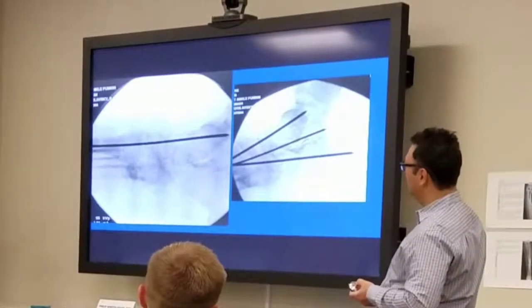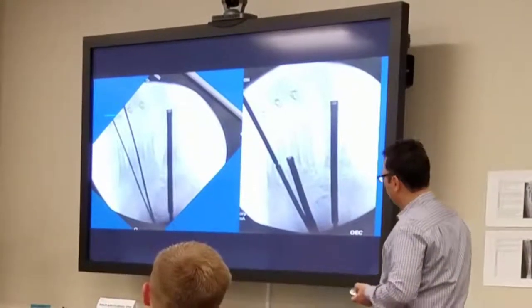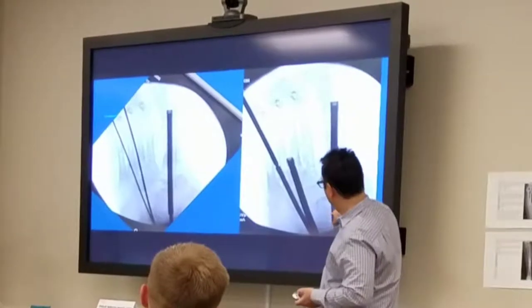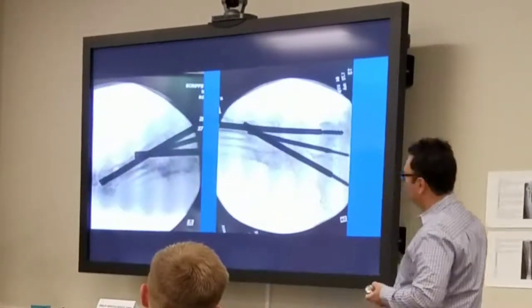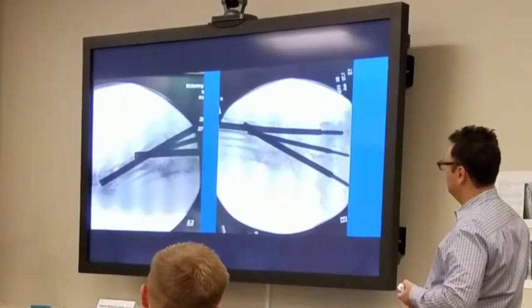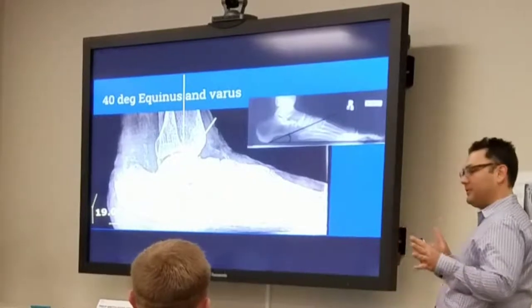So here's passing the beaming wire. Here's my beaming screw. Got it nice right down the middle. Add some to the other. Triangulate. Got a little something going on over there. So that's one. Okay, so next.